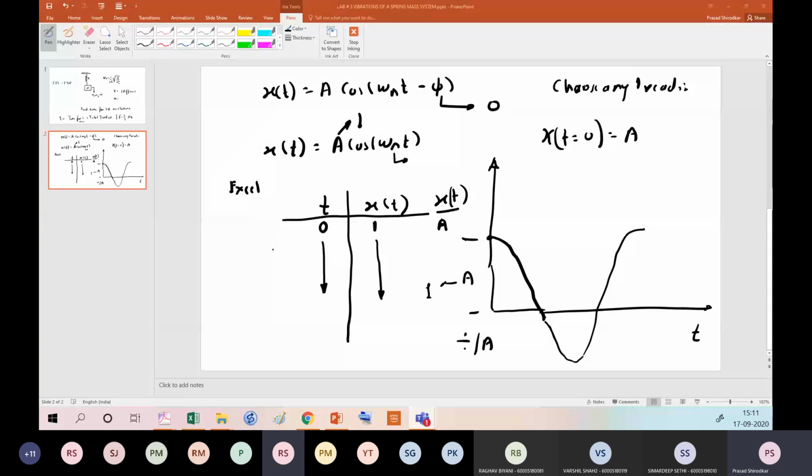For plotting the graph, do we have to use the theoretical value of omega n or the actual value? Use any one value. Either use omega theoretical or omega actual. Both are almost the same, right?